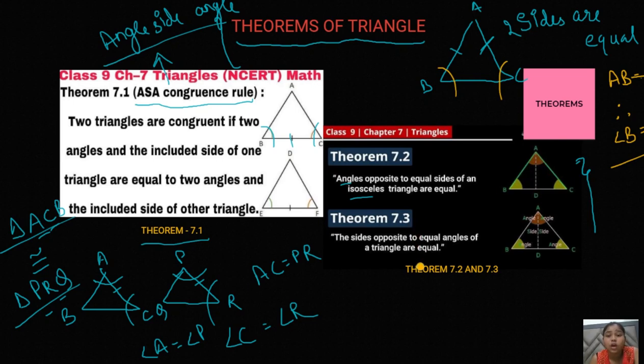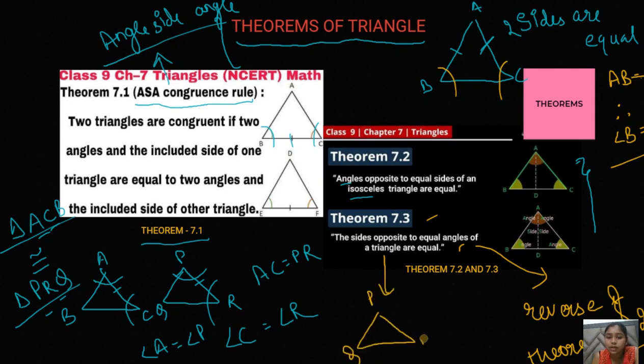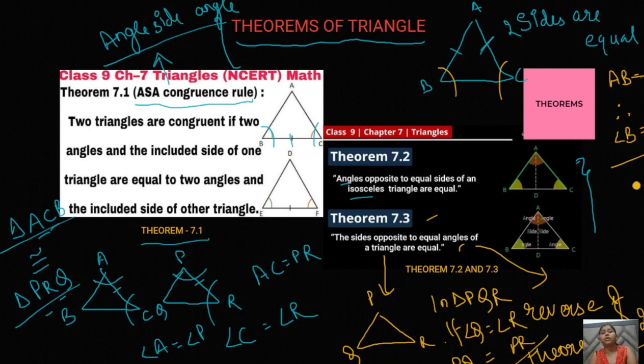So let's get back to another theorem, that is theorem 7.3. Basically this theorem 7.3 is the reverse or the inverse of theorem 7.2. They are basically the same thing, but they are just the inverse or reverse of each other. Theorem 7.3 says that if, let's suppose PQR is a triangle. So in triangle PQR, if angle Q is equal to angle R, then PQ will be equal to PR. This is what theorem number 7.3 says, and they are basically the reverse or inverse of each other, right?